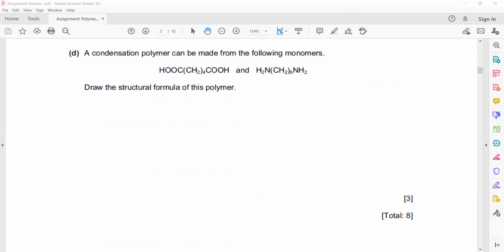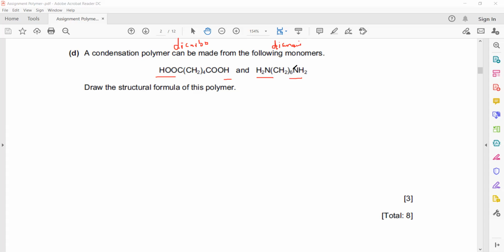In this question, a condensation polymer can be made from the following monomers. These are the monomers. So two carboxylic groups are there. What we call that as a dicarbo, in short, I'm writing dicarbo. It means dicarboxylic acid. NH2 groups are there. It means diamine. So dicarboxylic acid and diamines.